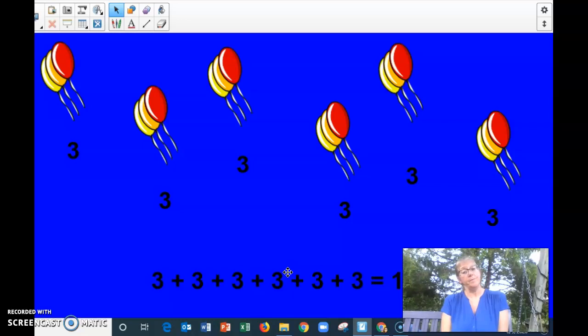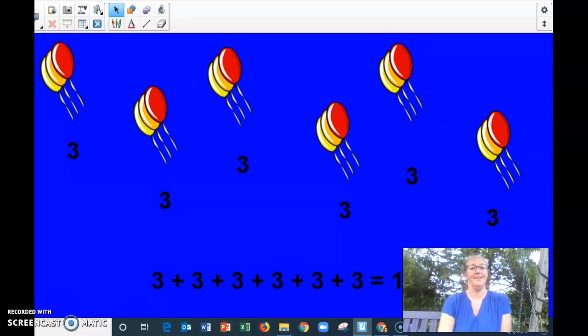Now, I have to admit, that addition sentence is kind of long for me. There's a lot of 3s, and I was kind of worried when I typed it up that I was going to leave one out. So you have to be really careful with that. But we're going to move on to kind of a shortcut for doing all that addition.